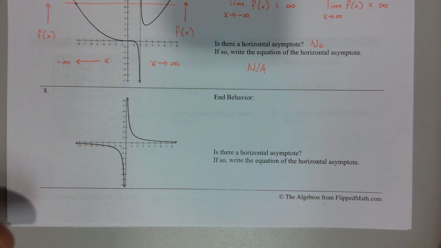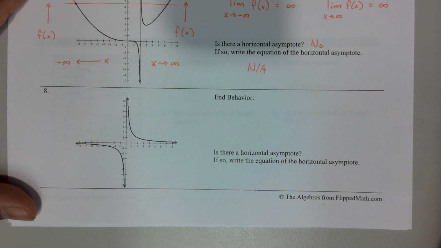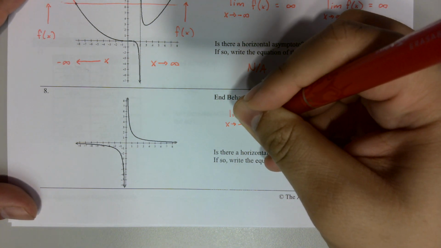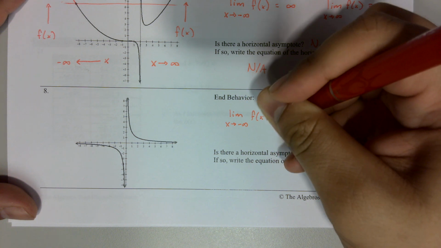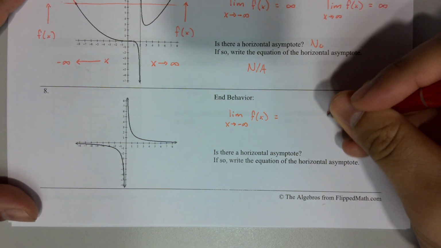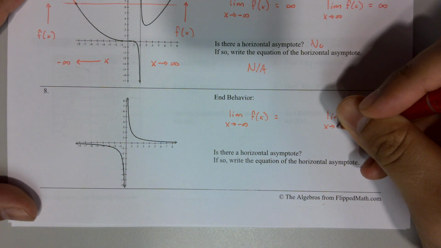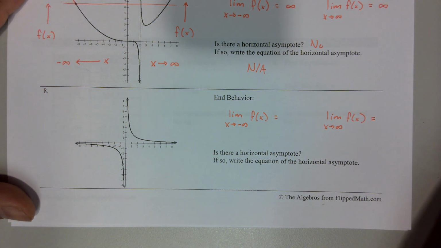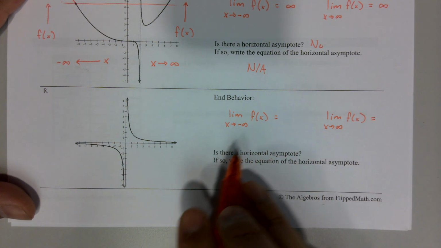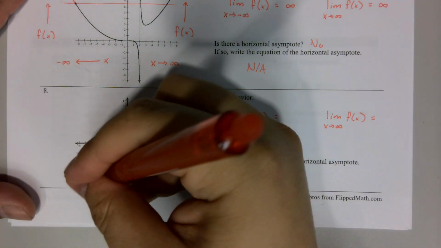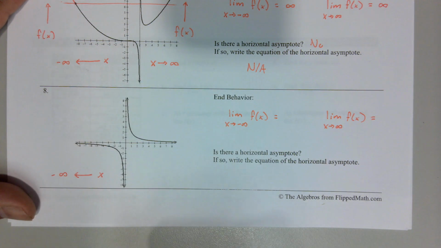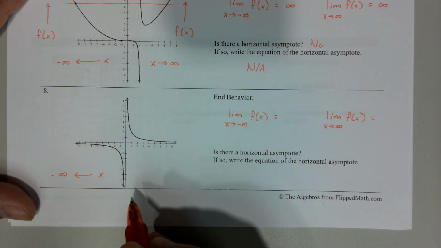And now what about number 8? So in end behavior, we have the limit as x goes towards negative infinity of f of x, and the limit as x goes towards positive infinity of f of x. And now we just want to see what our function is doing as we go further and further to the left.